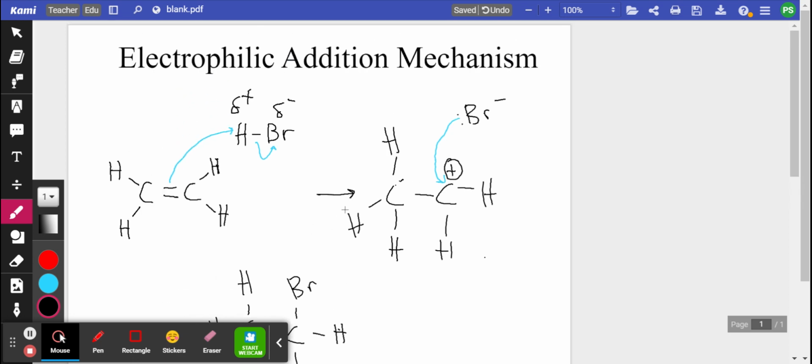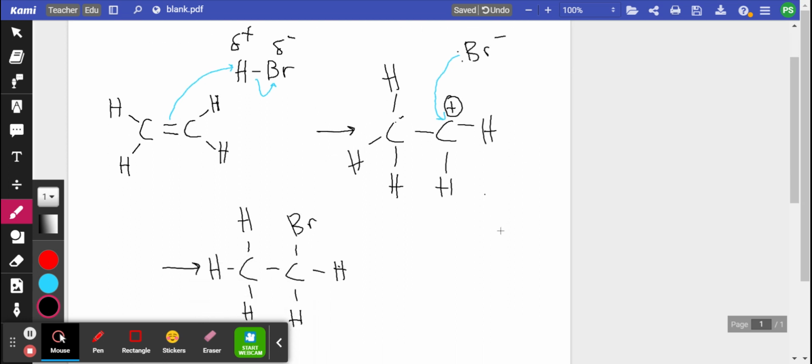Now, this same mechanism can work with other molecules. It could work with a halogen, just not HBr, but Br2. You will have in this molecule an instantaneous dipole where 1 bromine will be more positive than the other, and therefore the attack of the electrons can be on the positive bromine.